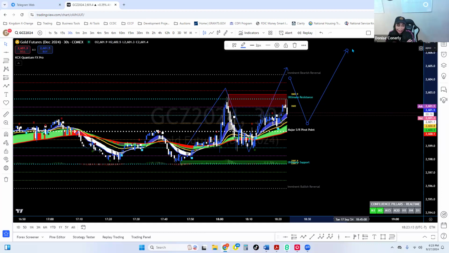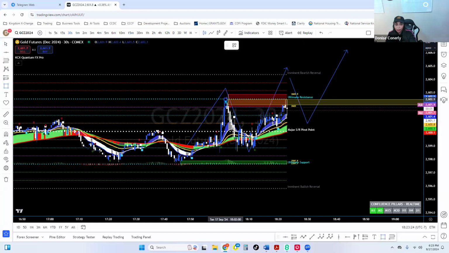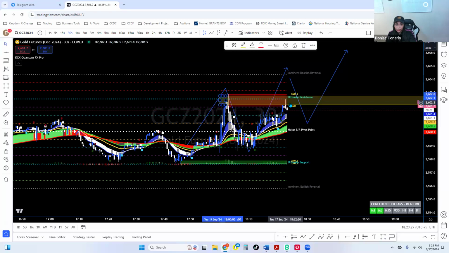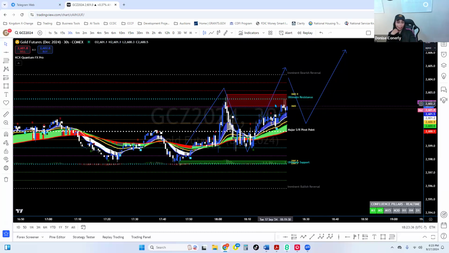And see, basically this is a double top right here. It wicked, rejected, came back. Right now it still hasn't confirmed the trend yet. We needed it to break above and make a new high.